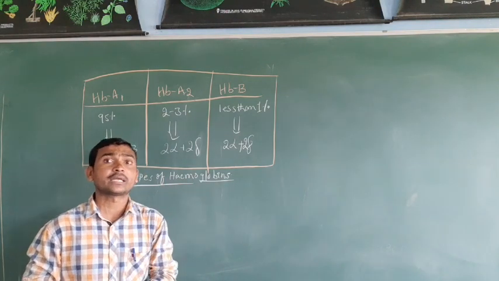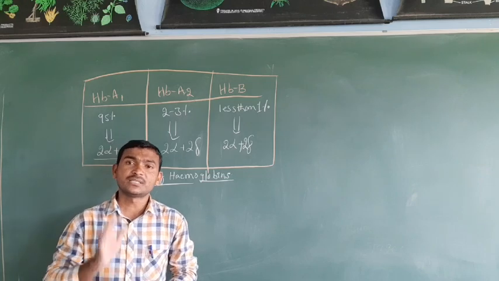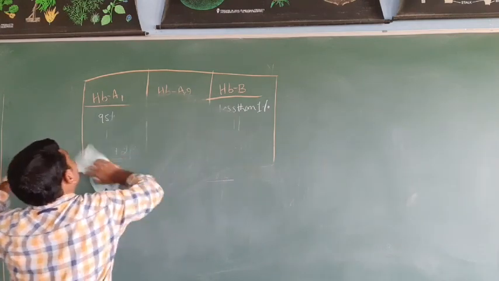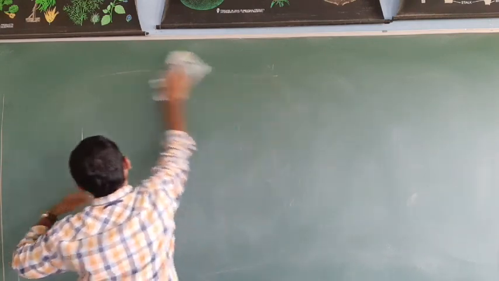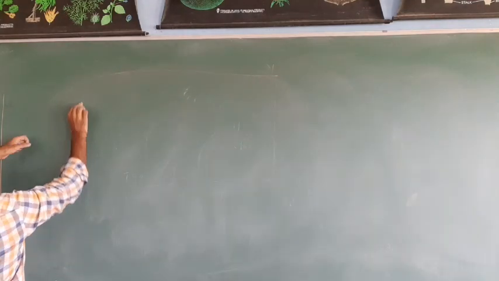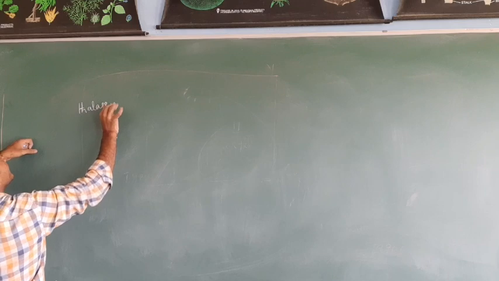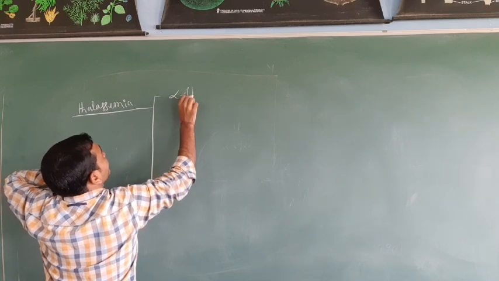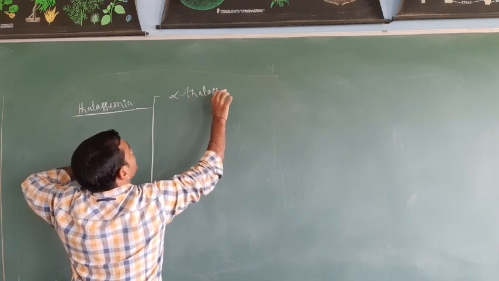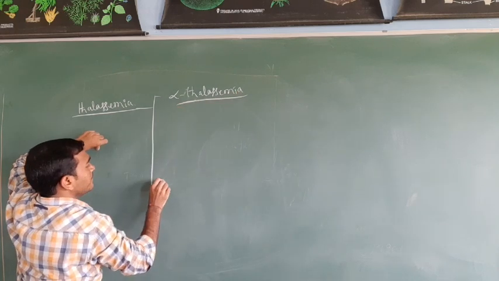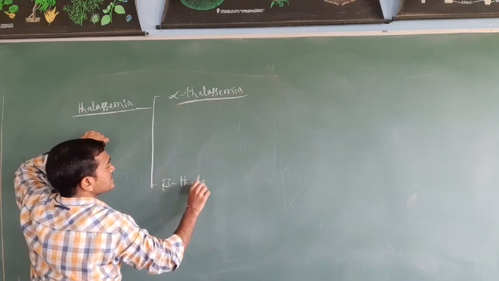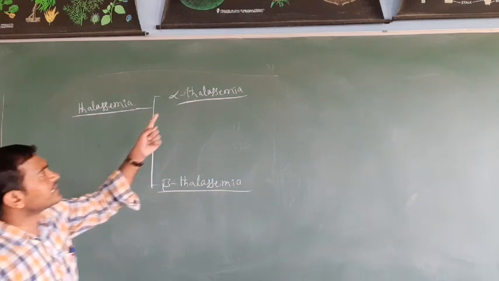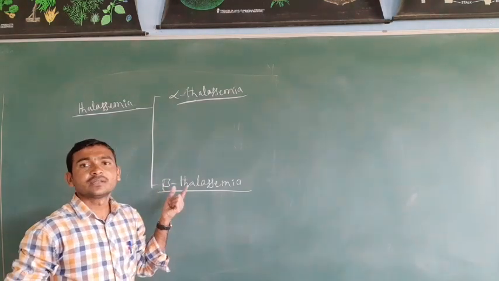Now we are going to discuss the types of thalassemia. Actually, we divide thalassemia into 2 types. What are the 2 types of thalassemia? Basically 2 types: one is alpha thalassemia, and the second one is beta thalassemia.